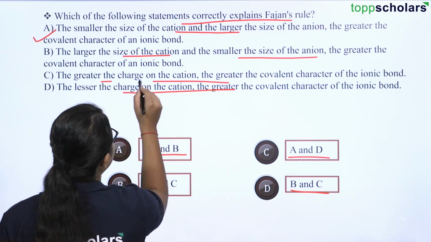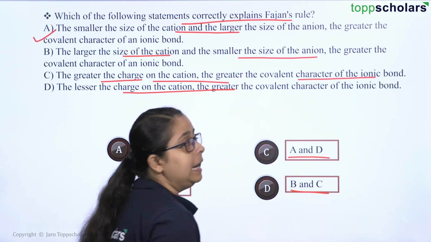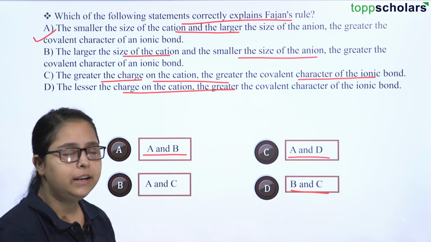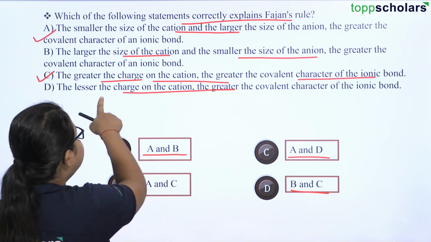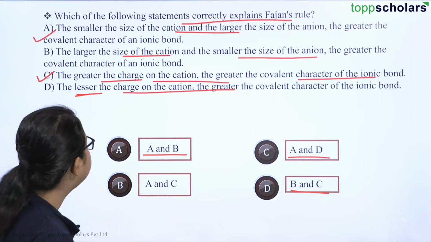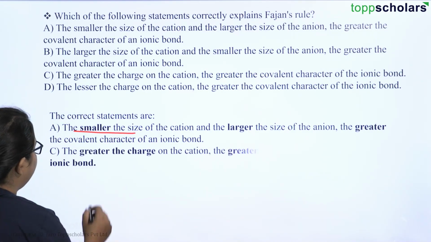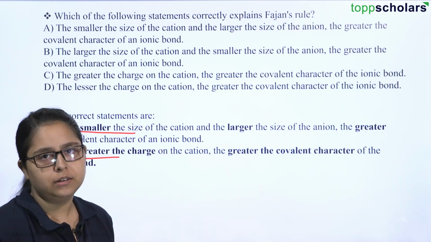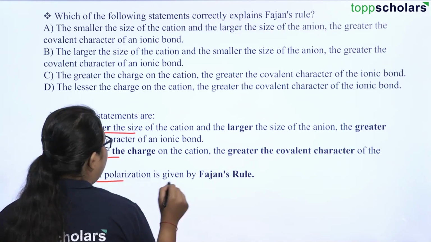Then here we have: the greater the charge on the cation, the greater will be the covalent character of the ionic bond. This is also true. Higher the charge, higher will be the covalent character. Hence, we will say that this C statement is also correct. This one is saying lesser, hence D statement is incorrect. Okay, let us have a look over here. So, the correct statements are A and C. So, what is this Fajan's rule actually talking about? Basically, this Fajan's rule gives us the extent of polarization.